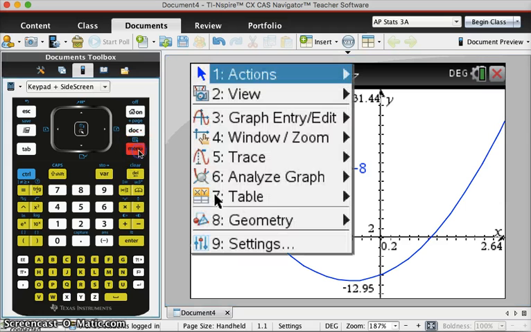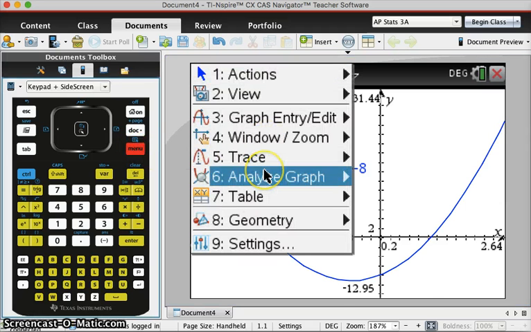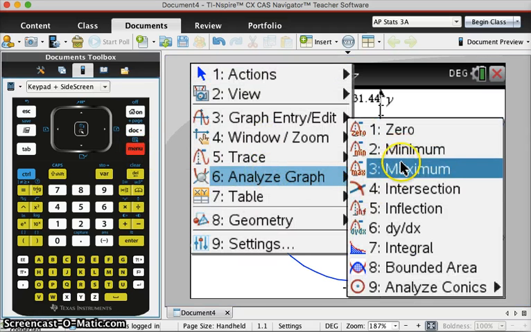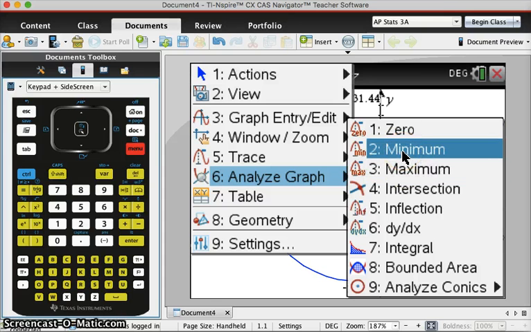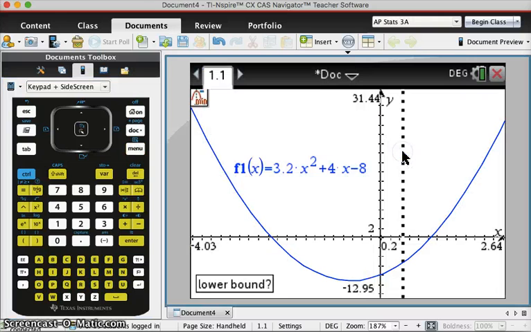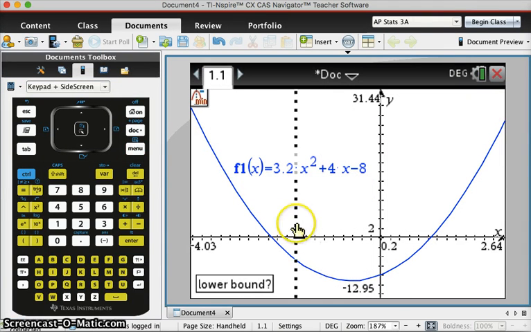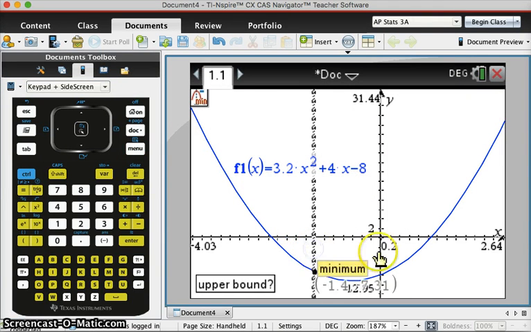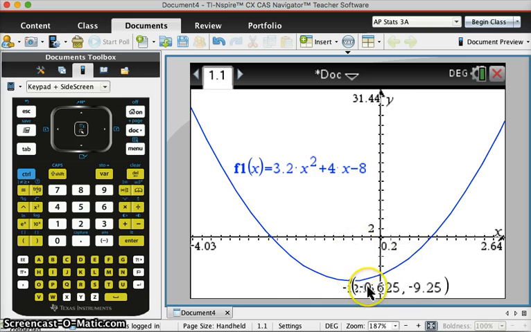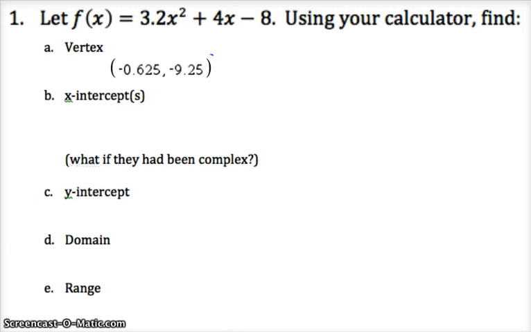Vertex, as you know, is menu, analyze, minimum or maximum in parabolas. For this particular parabola, because I've already seen it and it opens up, I want a minimum. If I select that, it's going to ask me, where's the lower bound? Where do you want to start looking? Where do you want to stop looking? Then it automatically gives me a point here, and the vertex appears to be there. So let's write that down. I just took that right off the calculator.